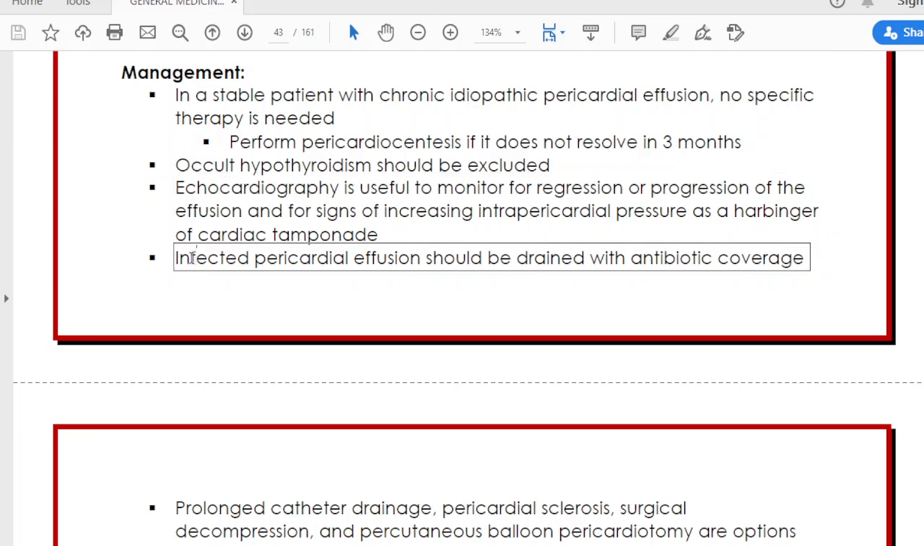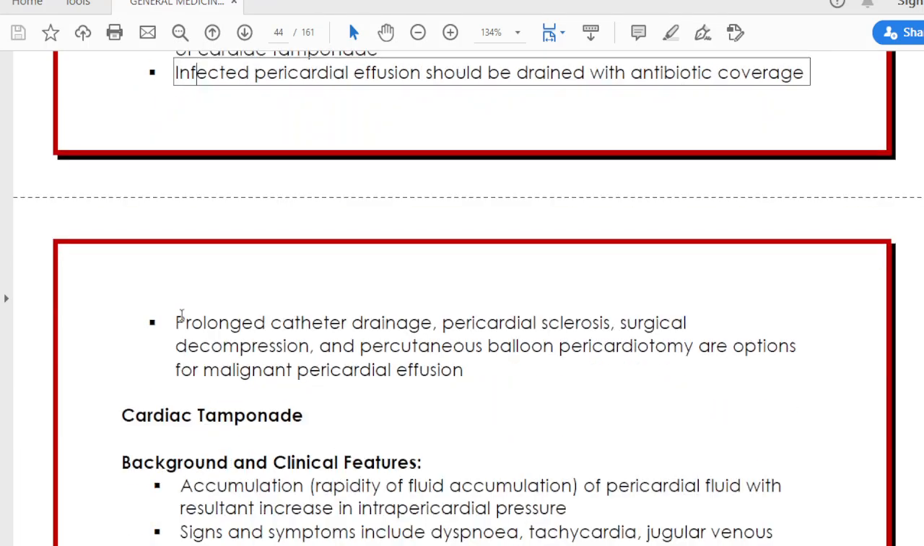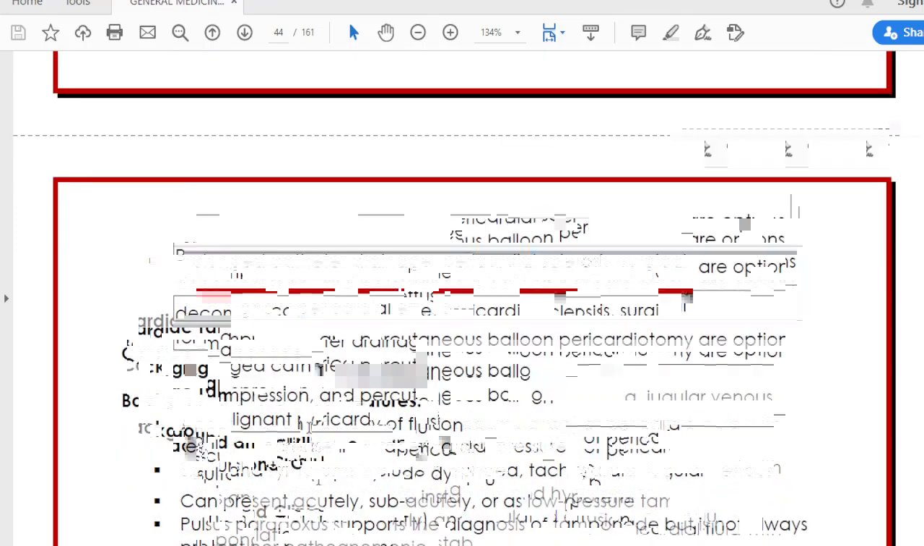Infected pericardial effusion should be drained with antibiotic coverage. Prolonged catheter drainage, pericardial sclerosis, surgical decompression, and percutaneous balloon pericardiotomy are options for malignant pericardial effusion.